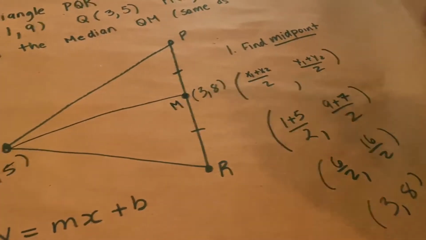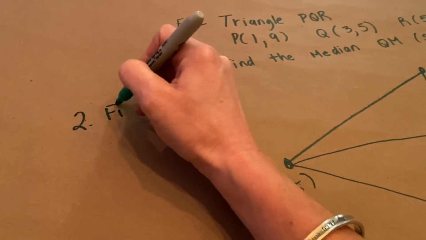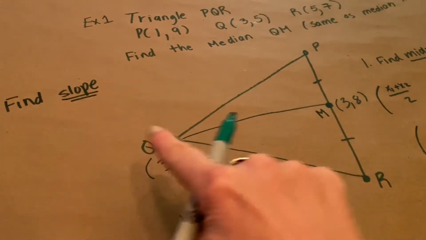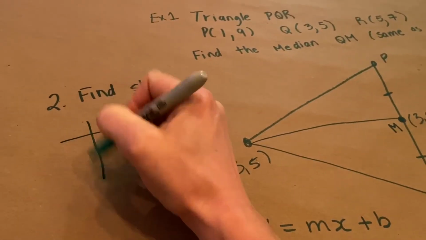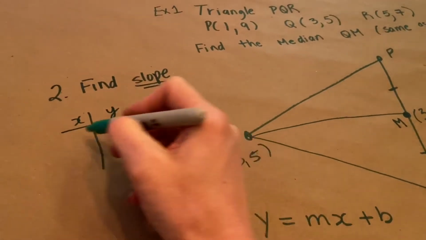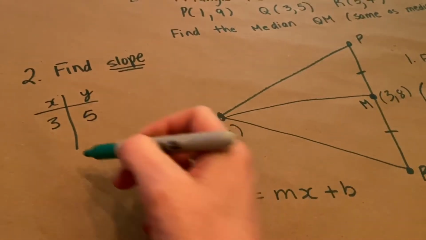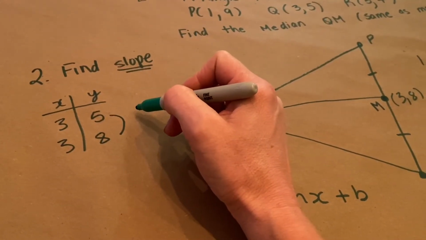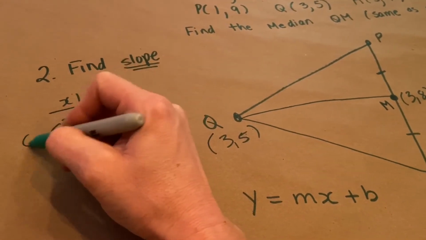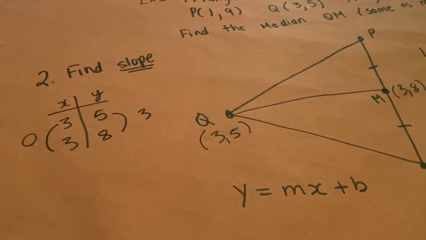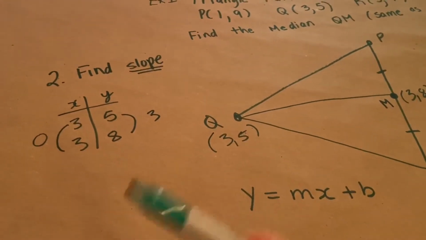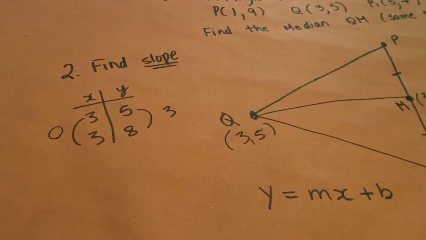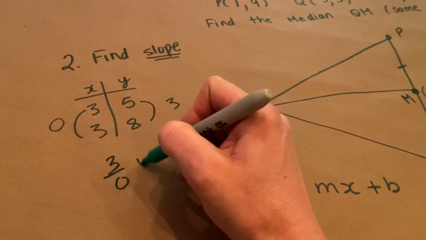So first I found the midpoint. Number 2, I'm going to find the slope of the median between Q and M. So I'm going to make a little table here. I want to go from 3, 5 to 3, 8. This right here is 3, and this right here is 0. And oh my goodness, I can't possibly do that slope because 3 divided by 0 gives me undefined.